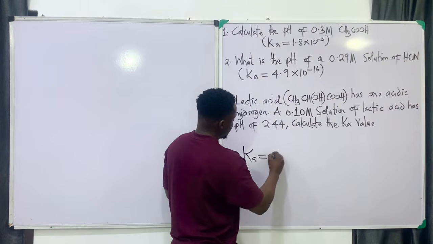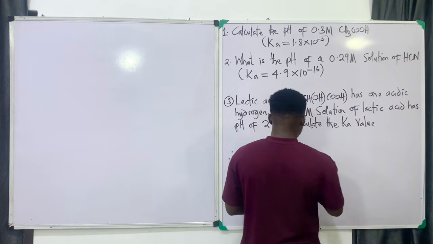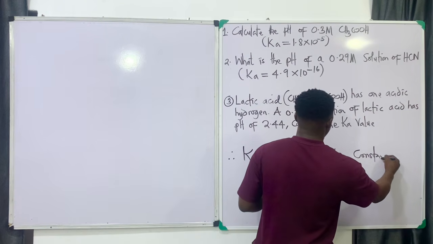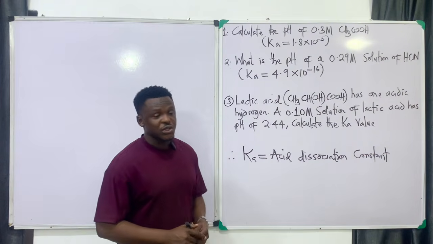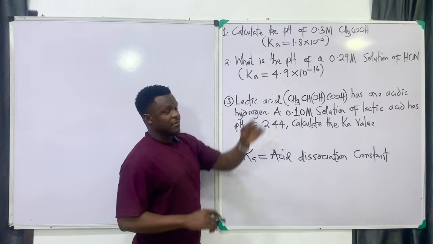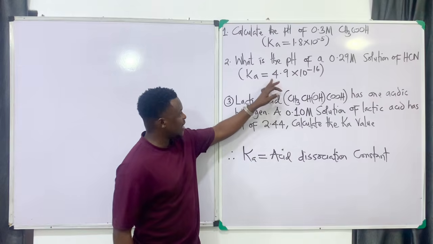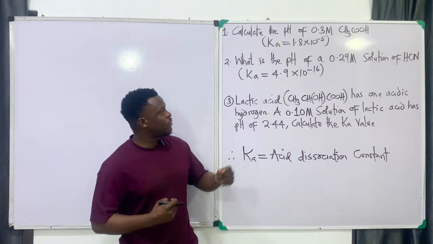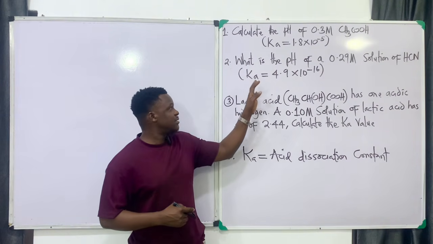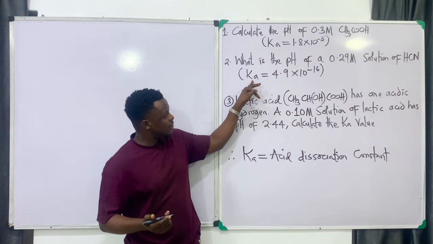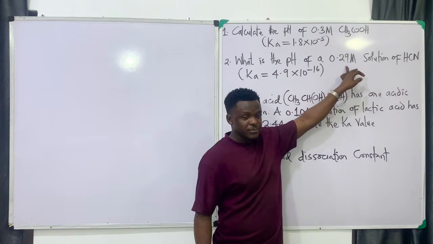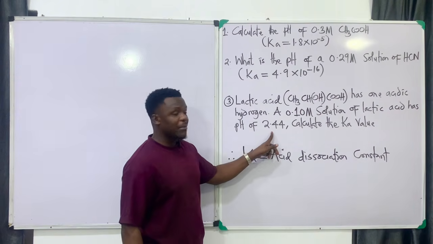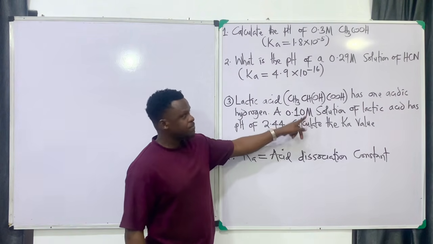Once you see Ka, just know that it is a weak acid. As far as this topic is concerned, you can be asked to solve for the pH of a weak acid, and they'll give you the Ka and the concentration. Or you can be asked to find the Ka, where the pH and the concentration will be given. So let's start with this.